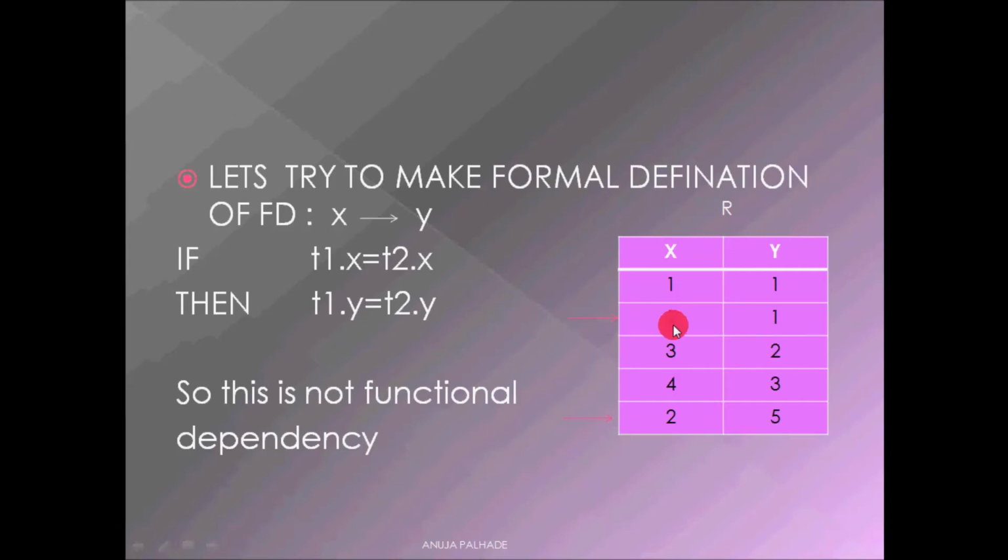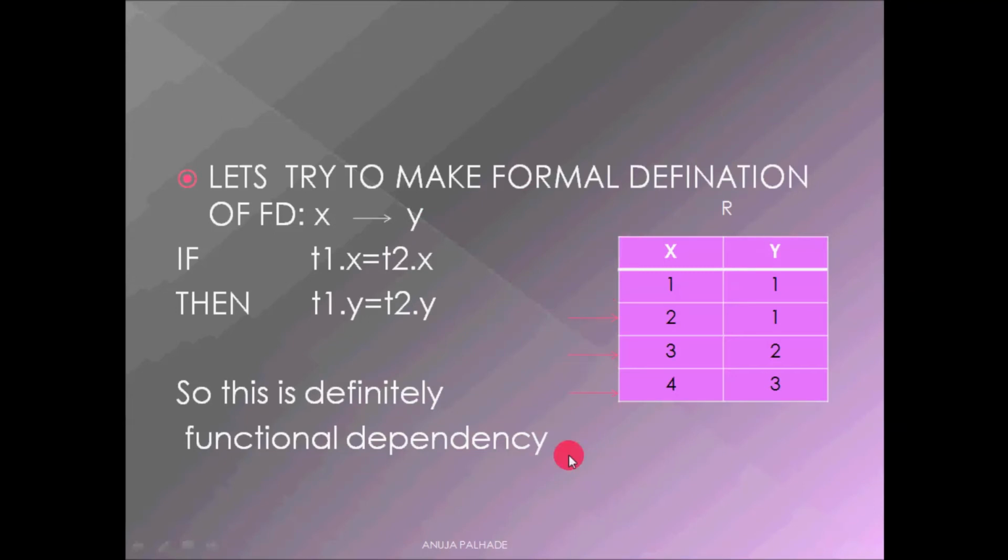Is T1 of x equal to T2 of x? Yes, 2 is equal to 2. Matching. Now we have to check the second case. Is T1 of y equal to T2 of y? Is 1 equal to 5? No. So this is not a functional dependency. So this is a false statement in this case.